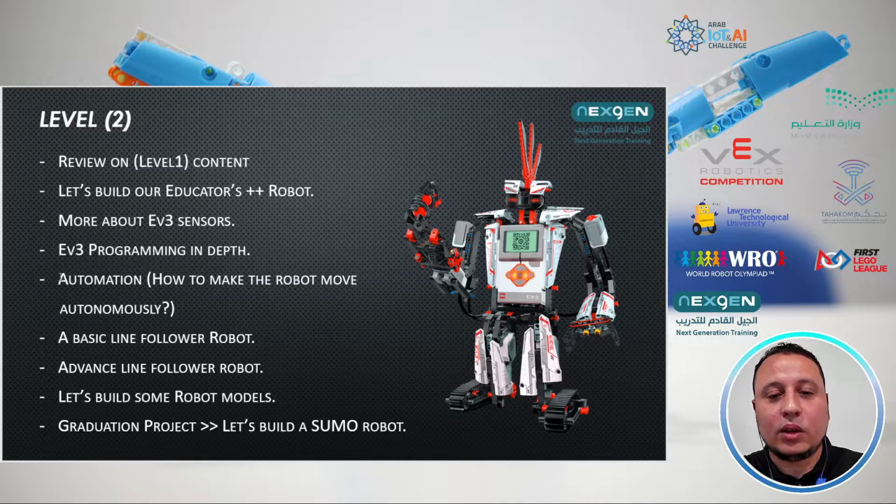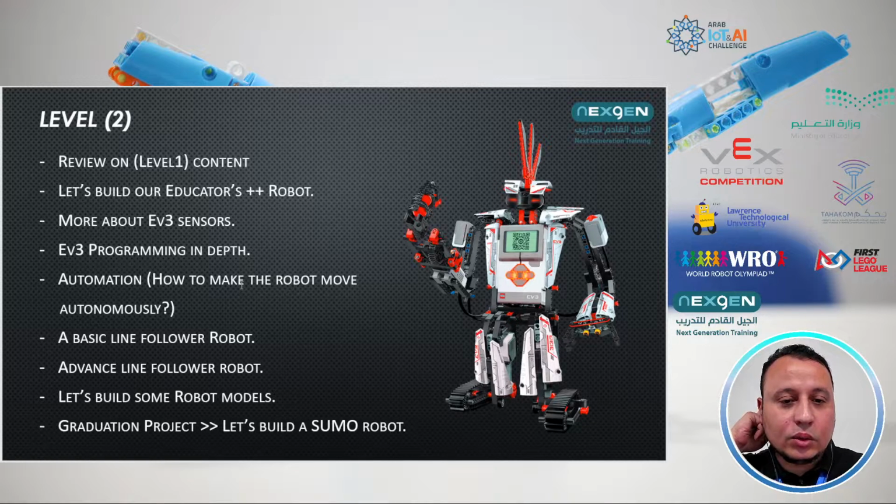Next, automation. By automation we mean how to make the robot move autonomously, automatically, without human control. In this step we learn how to build robots that can make decisions themselves. In this level we call this automation, because the robot can now move without your control.